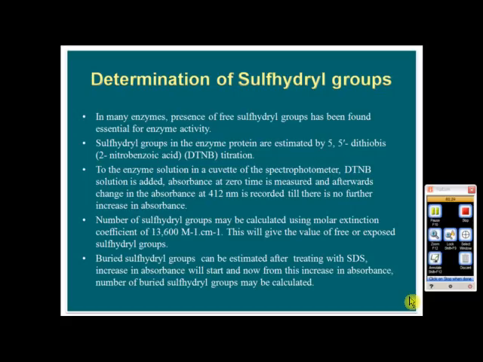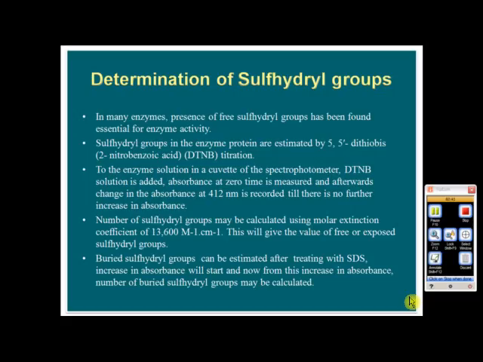If they are used in the cysteine bonds, you cannot do that. If they are exposed outside, then only you can do it by using this. If they are present inside, because if you take the three-dimensional structure of an enzyme, inside the enzyme you will be having some cysteine residues.